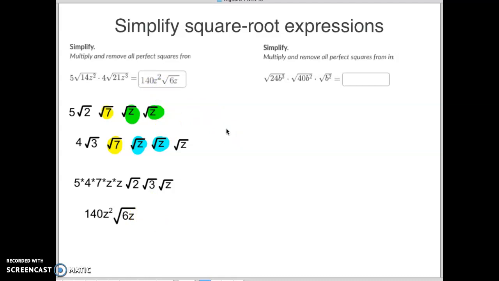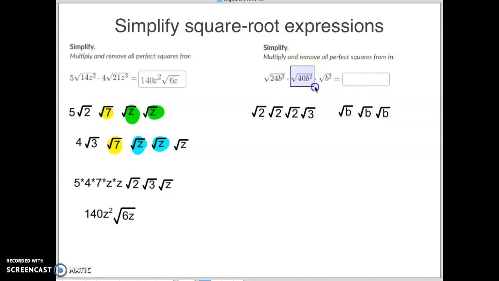Let's do one more to make sure we understand. Here you're going to notice I've got 3 expressions. This one here, and this one here. So I'm going to break them down, each one individually. So let's first start with this one. So 24, I would break that down into 2 times 12, which is 2 times 6, which is 2 times 3, and that's what gets me to there. And then I've got that b to the third power, which is what this would be right here.